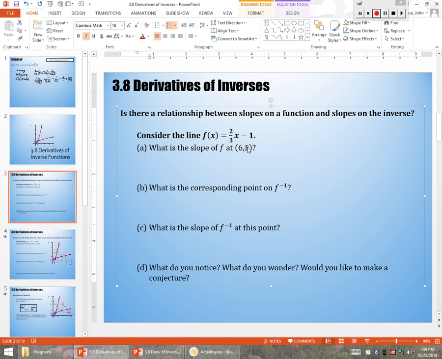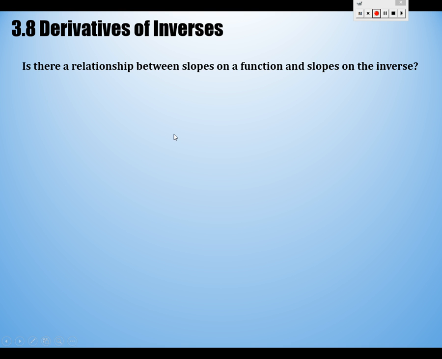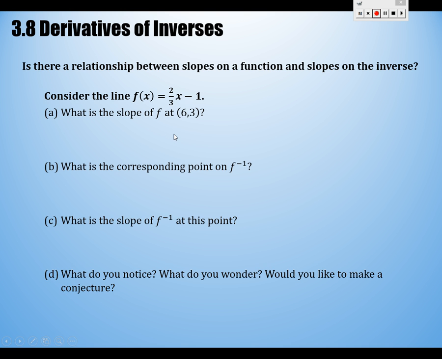Okay. No, it is 3, isn't it? Yeah. Okay, I was right. All right. I thought I was crazy there for a second. All right. Okay. 6, 3. So it is 2/3. What's the corresponding point on f inverse? 3, 6. What's the slope of f inverse at that point? 3 halves. I don't know if you've ever actually been asked that before. It's certainly a question you could ask an algebra 1 student. I just think we don't usually.